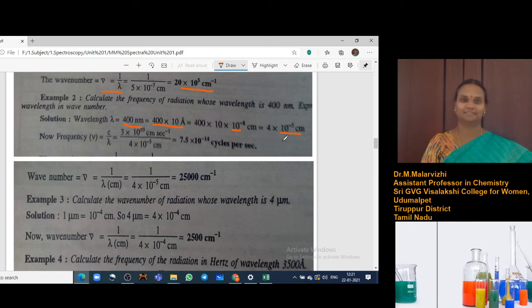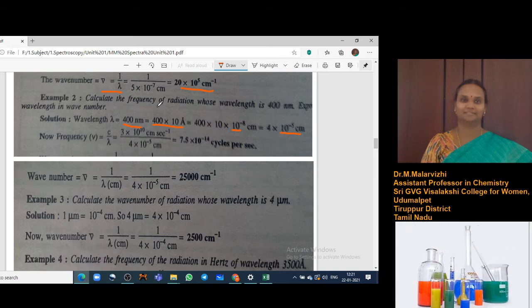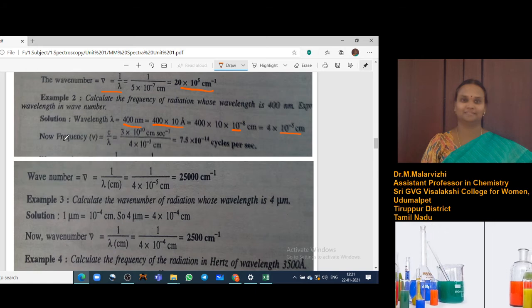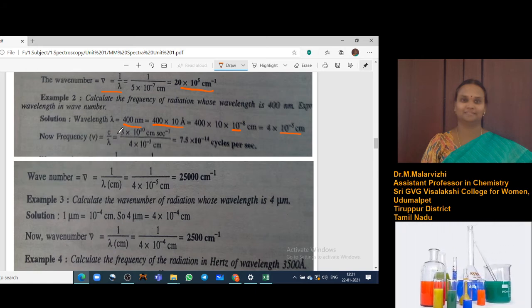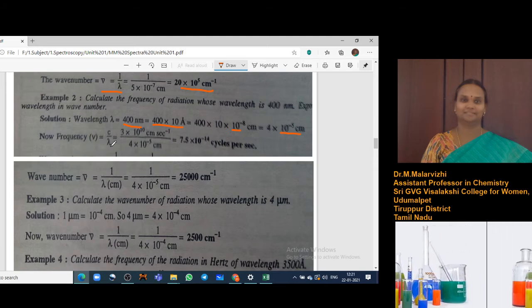Now come to the question. Number 1, calculate frequency. First, frequency. What is the relation between frequency and wavelength? Frequency is equal to c by lambda.